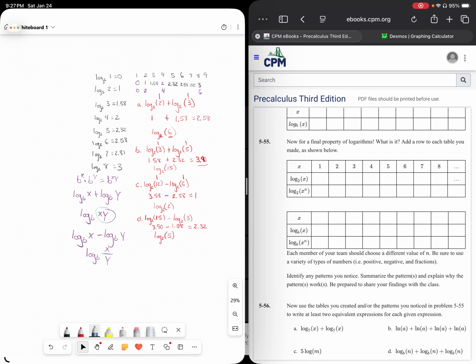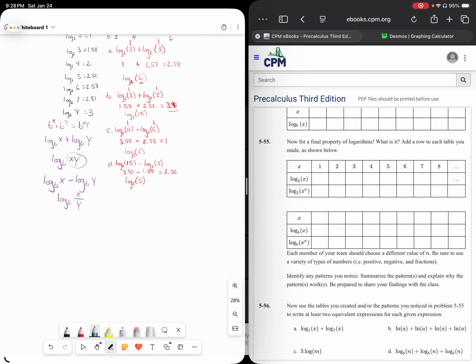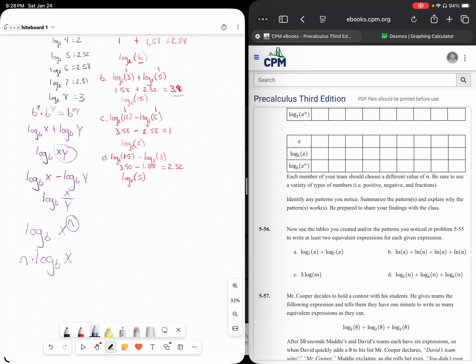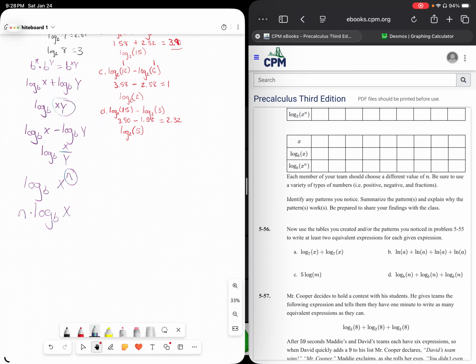So what happens on that rule is this: if you have log base b of x to the n, it's the same as taking that n and moving it to the front and multiplying by it, right? So it's the same process, right? So, all right, so now let's look at 56 and the patterns we created to write two equivalent expressions, right?